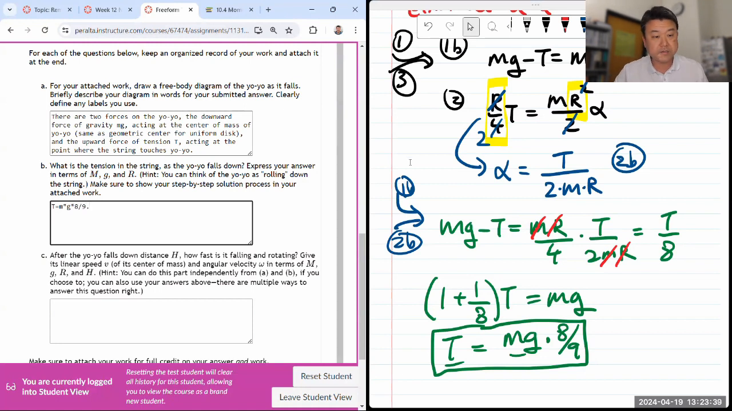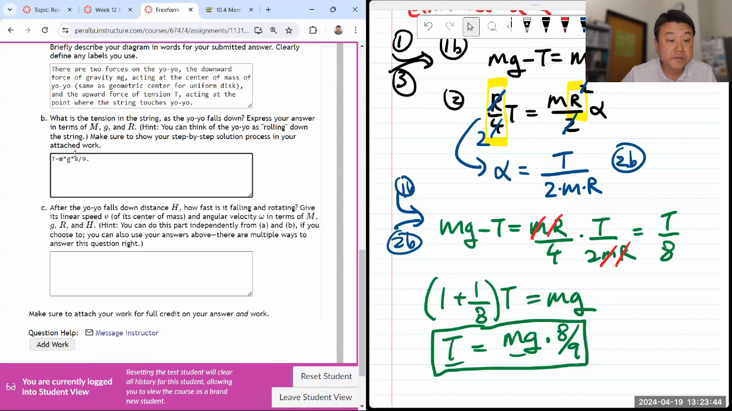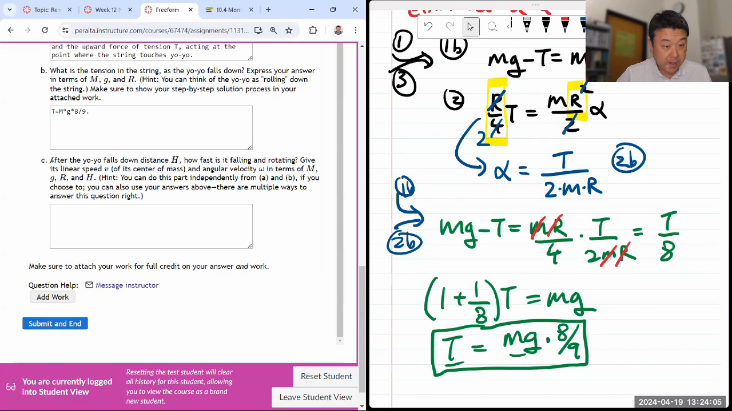And the rest is in the attached work. All right, so I didn't need the G, capital M. I didn't need M, and it should be capital M. So I guess I don't need R, huh? Could be surprising. I think it is a factor of 8 over 9, probably depends on the inner region being a quarter R. So, okay, after the yo-yo falls down distance H, how fast is it falling and rotating?